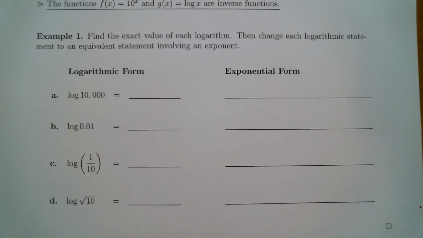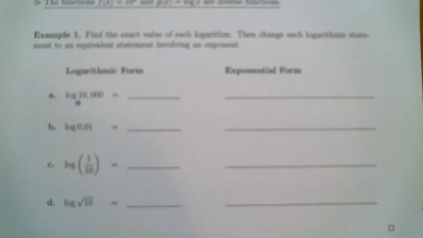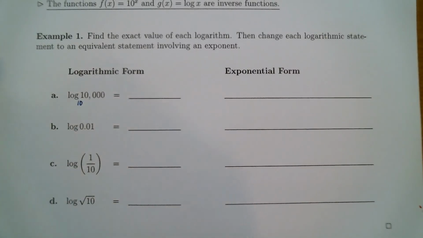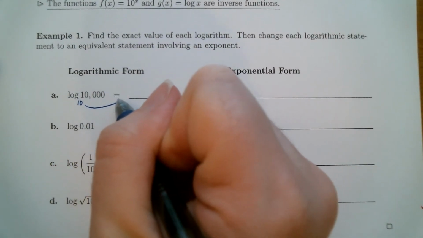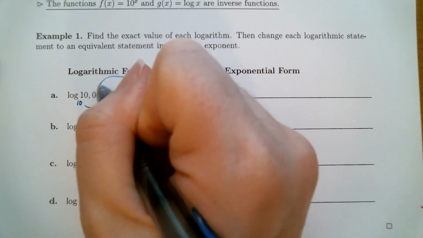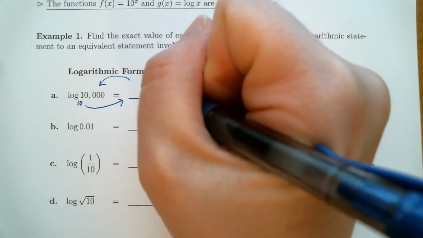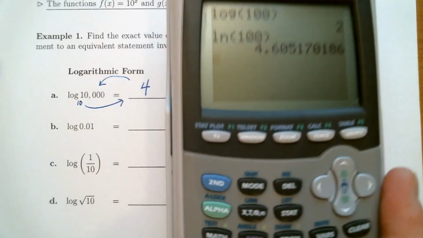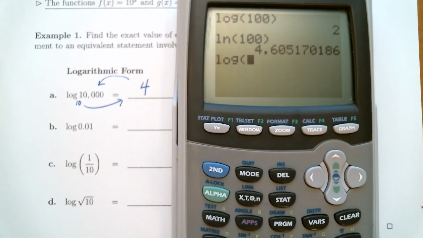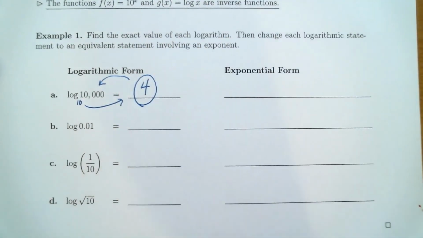If it helps you, you don't have to, but go ahead and write in the base. So my base is 10. Again, the answer is going to be a number. What power do I have to raise 10 to get this number? And the answer is 4. You can confirm that on your calculator. If I put in log of 10,000, I'm going to get 4. So that's the answer here.